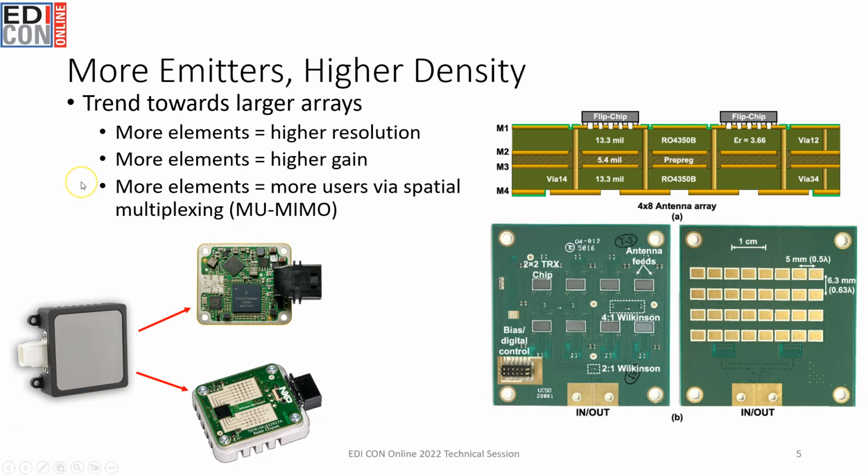Now, more elements also gives you more gain, which means you have more power being broadcast along a single direction that goes hand in hand with resolution. And when you have more elements, you can accommodate more streams coming into the array via spatial multiplexing. And most folks will probably know this as a version of multi-user MIMO.